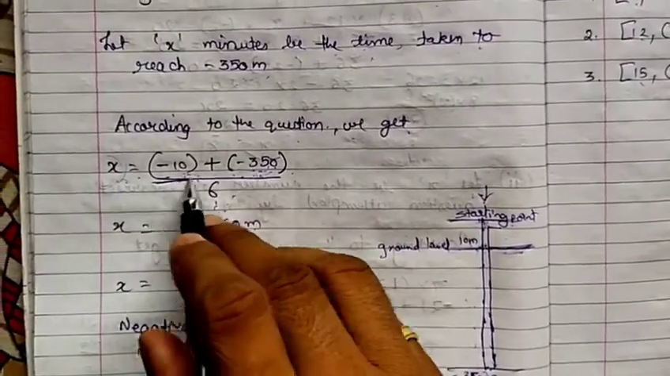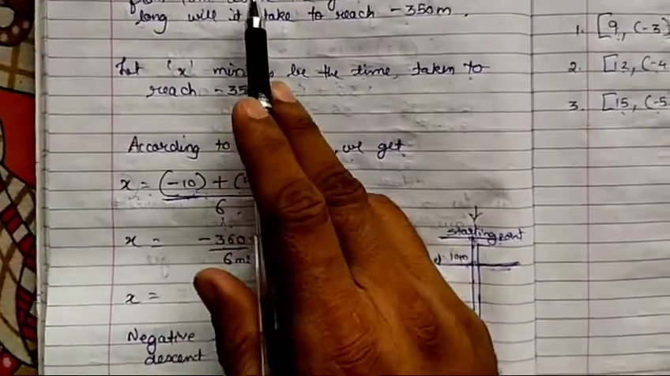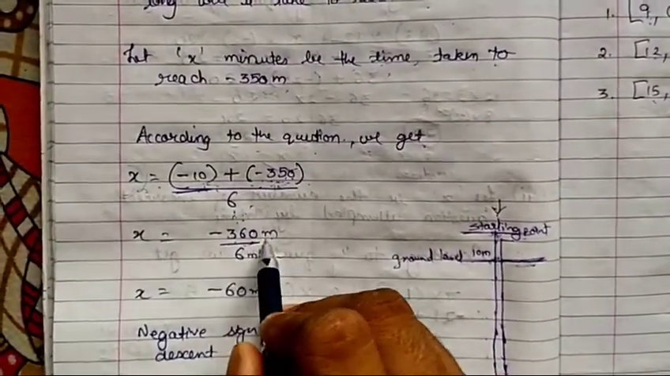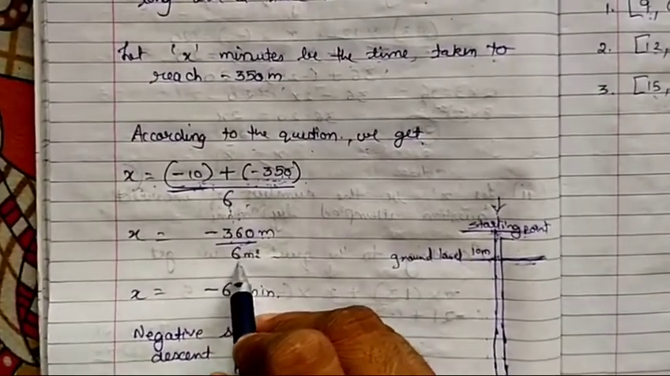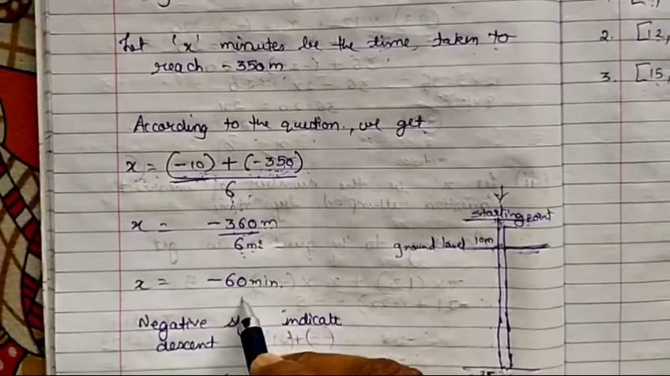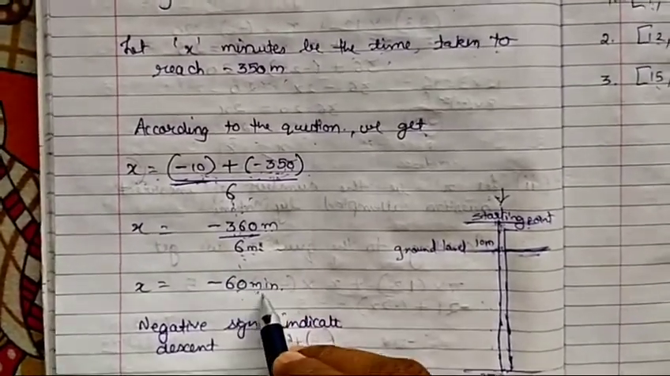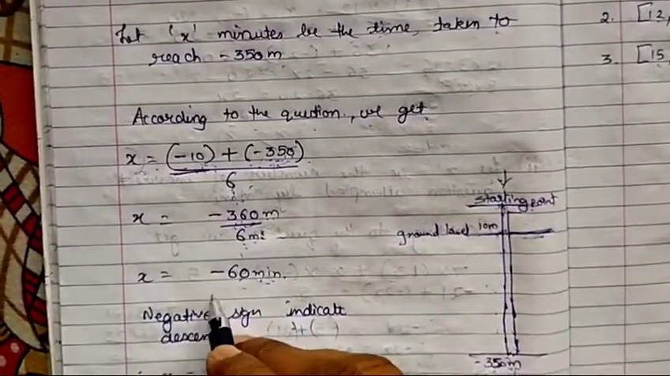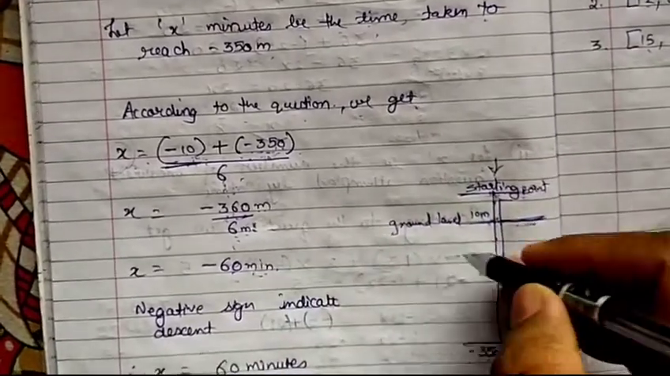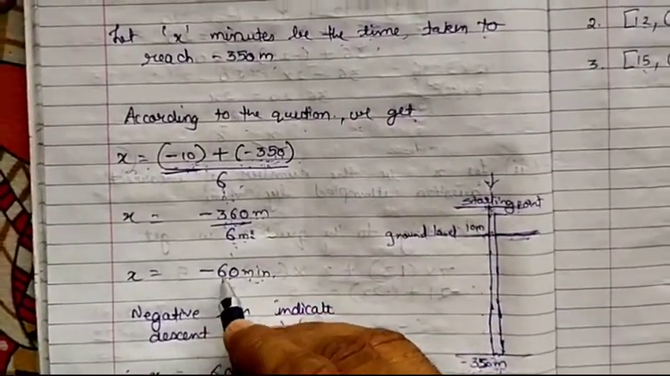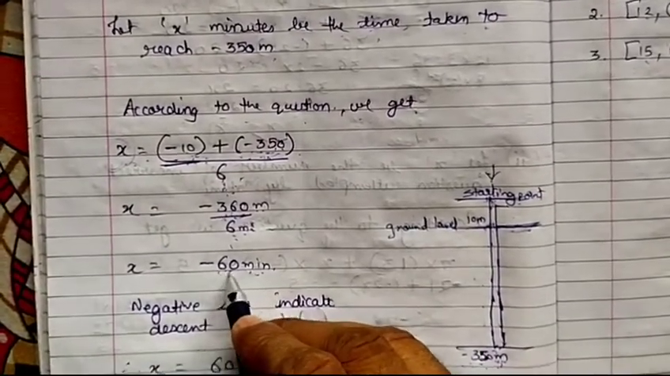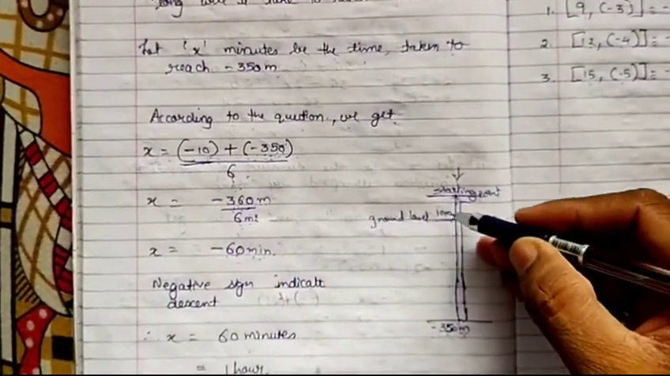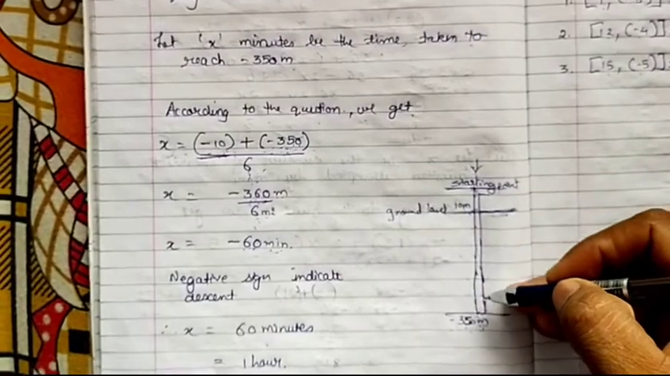Why have I divided the total distance by 6? Because it covers 6 meter per minute. So this is the total distance, 360 meter, divided by 6 meter per minute. You will get 360 divided by 6, which is 60 minutes. Means it is going to take 60 minutes to cover the distance of 360 meter. The negative sign indicates descent, going down, so we cannot write the time in negative. So it is going to take 60 minutes, and 60 minutes means 1 hour. So total 1 hour the elevator takes to descend into the mine shaft.